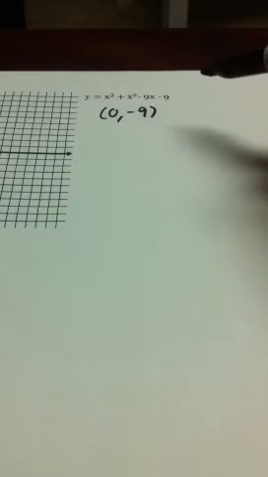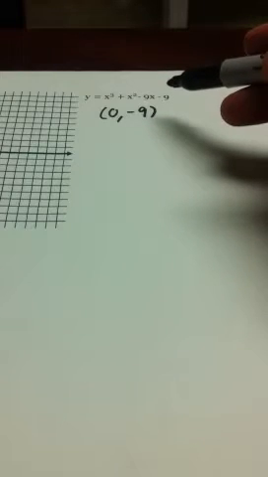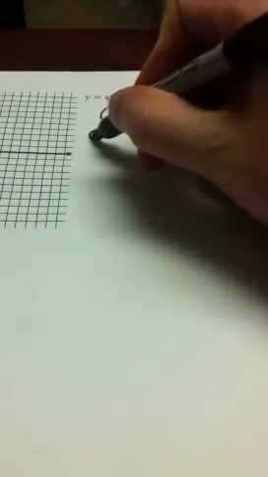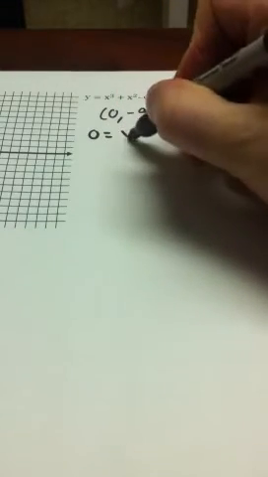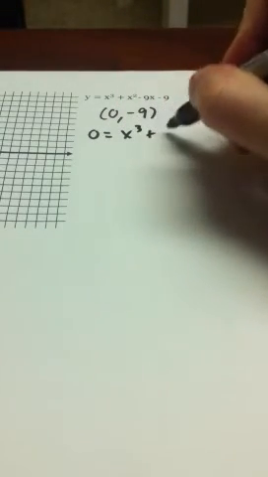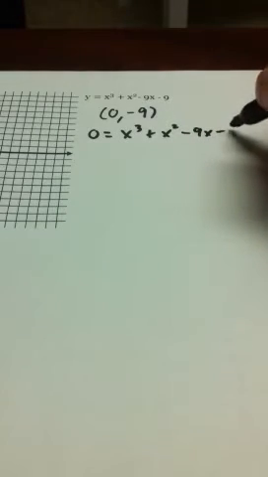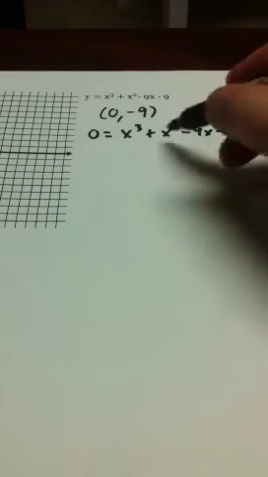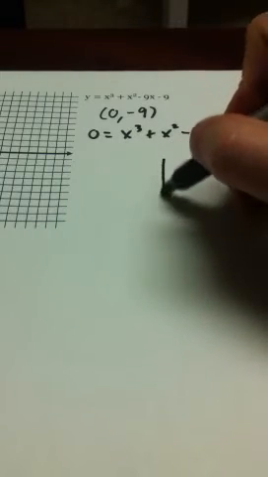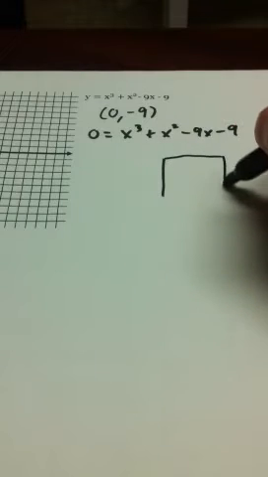To find my x-intercepts, I'm going to need to set y equal to 0 and then factor. So I'm going to get the equation 0 equals x cubed plus x squared minus 9x minus 9. So this is a cubic. There's a bunch of techniques to factor a cubic. I'm going to use the box method since there's 4 terms and it looks like there's going to be some common stuff to pull out.